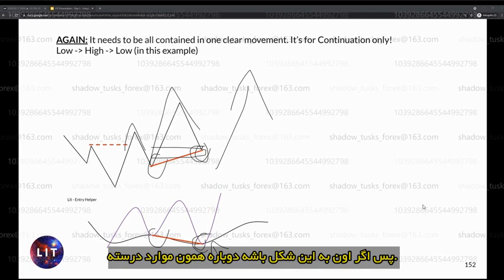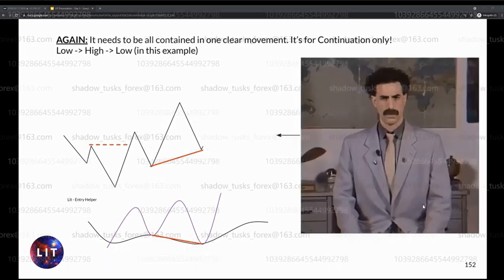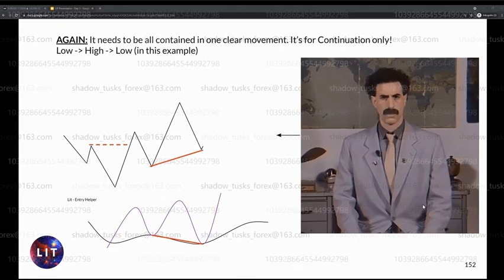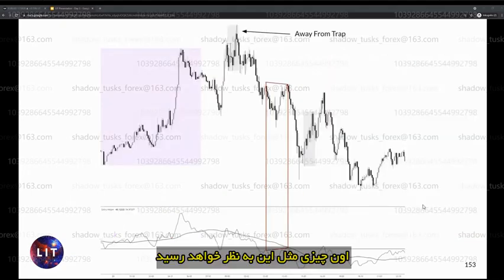So same thing. If it looks like this, awesome. Okay, so you definitely take that. How does it look on the charts though? It will look something like this. You have your Asia inducement here, right?